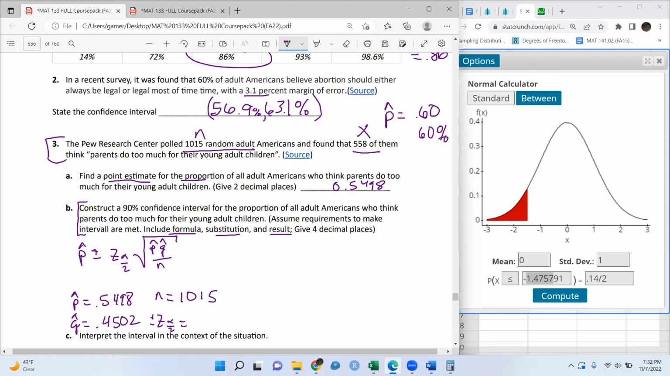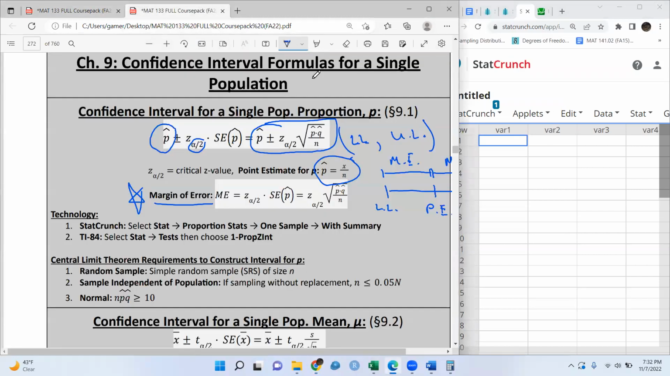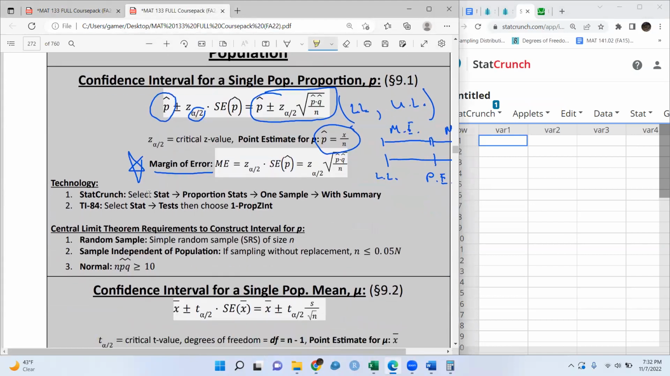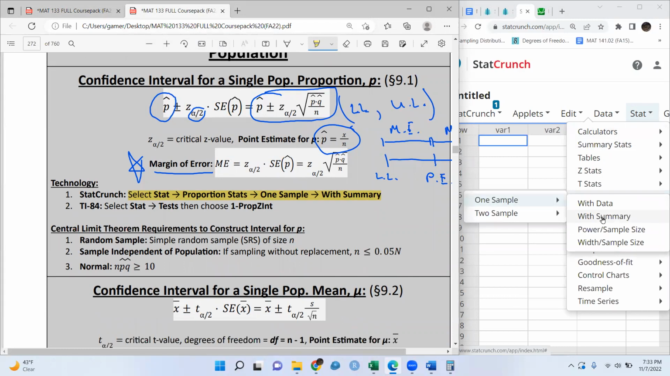Now, we're actually going to get all of this from the StatCrunch thing. I think you probably did this at least once in your notes, maybe twice, but this is a good reminder. If you don't know where to find these things in the stat menu, the good news is we typed it out right here on page 272. So you're going to go to stat, proportion stats, one sample, and with summary. You were never going to do this with data because we never in this class give you a proportion data set. It would just be a huge long list of yeses and nos.